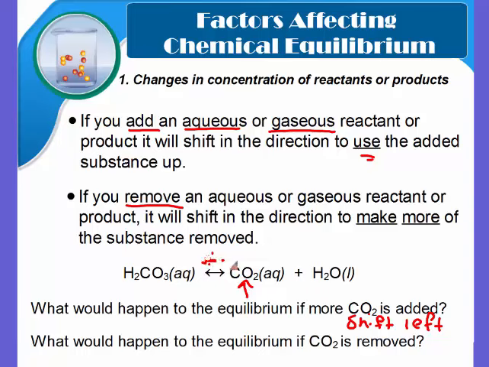What if we remove CO2? If we're removing CO2, then we're going to want to make more CO2. The only way we can make more CO2 is if the forward reaction takes place, breaking the carbonic acid down into carbon dioxide and water. So in that case, it would shift right. I would make more CO2 and more H2O.